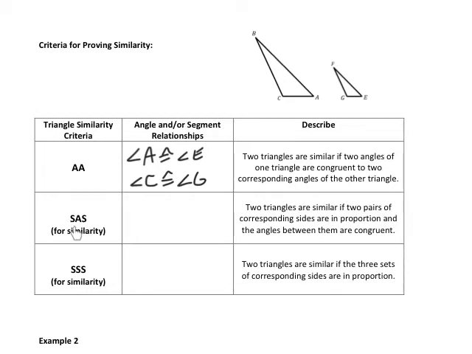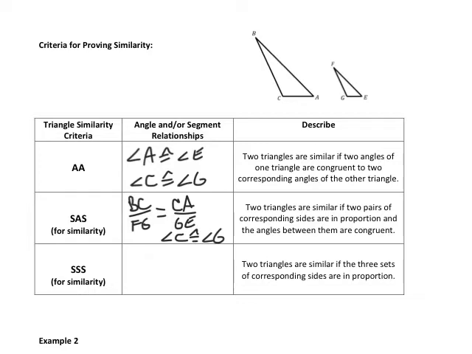But we could also do side-angle-side. Say we don't have information on two angles, we only have information on one angle. Well, two triangles are similar if two pairs of corresponding sides are in proportion and the angles between them are congruent. So again, the angle has to be between the two sides. So for example, with my images up here, if I have BC over FG, and that's equal to CA over GE, then the angles that you have to show would have to be angle C is congruent to angle G. It has to be the angle in between the corresponding sides.